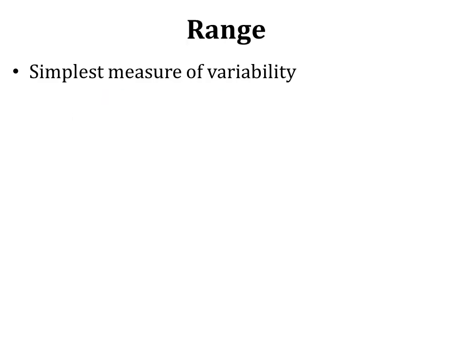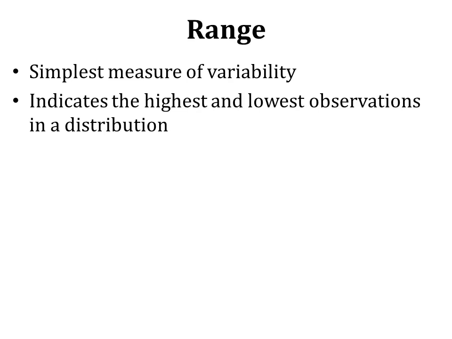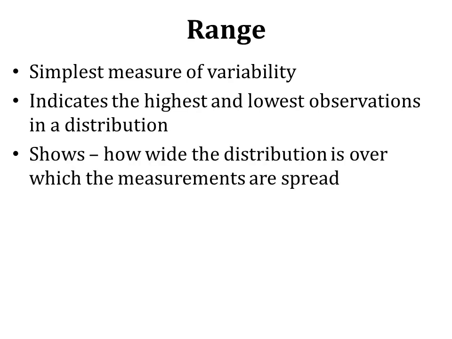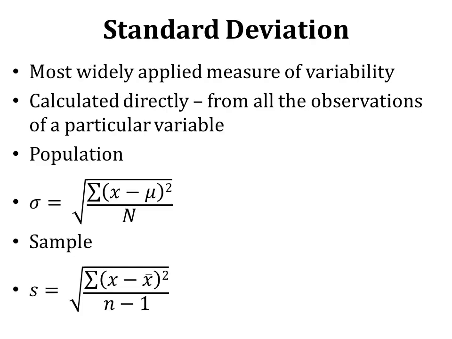Range is the simplest one. It is the simplest measure of variability, and it indicates the highest and the lowest observation in a distribution, and it shows how wide the distribution is over which the measurements are spread. Then the next one is standard deviation.